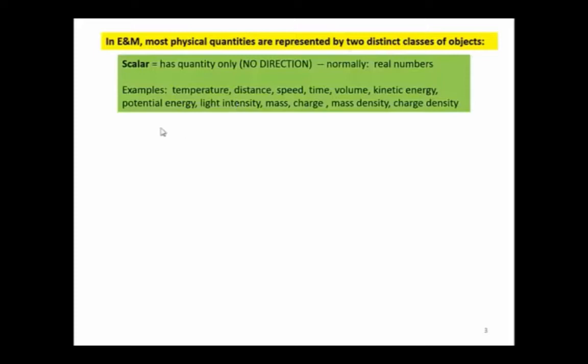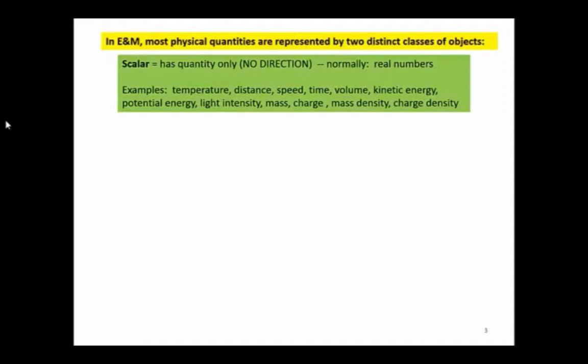So in E&M, we represent most physical quantities by two distinct classes of objects. And the first one are just real numbers, the scalars. These are objects that have quantity only. There's no direction associated with them. And as I say, they're normally real numbers. And here's a bunch of examples one could think of that are scalars.